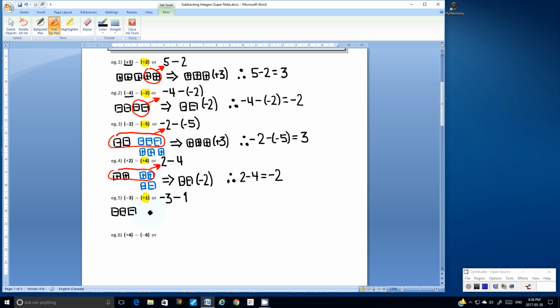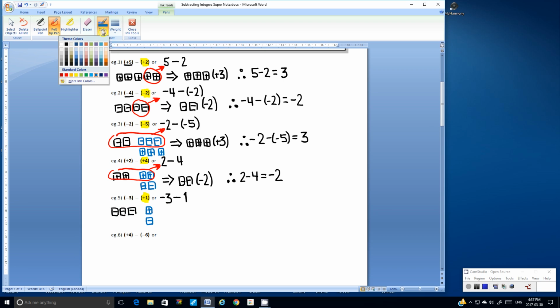So how many 0 models would we need to add? Remember, we have to take away 1 positive tile. There are no positive tiles here. So hopefully you said 1 0 model. Okay, now the reason why I had to add 1 0 model is because I have to take away 1 positive tile. There are no positive tiles here.